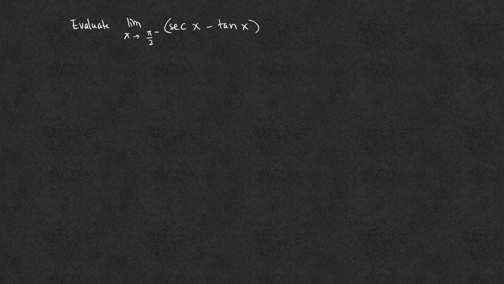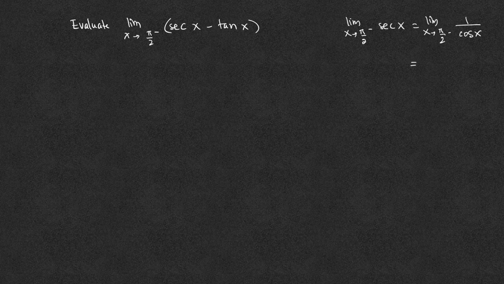Evaluate the limit at x equal to pi over 2 from the left-hand side of the difference secant of x minus tangent of x. We first check the limit of each term. The limit at x equal to pi over 2 from the left-hand side of secant of x is the limit at x equal to pi over 2 of 1 over cosine of x. And at x equal to pi over 2 from the left-hand side, cosine of x equal to 0.